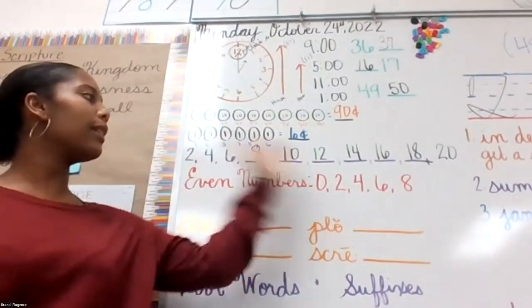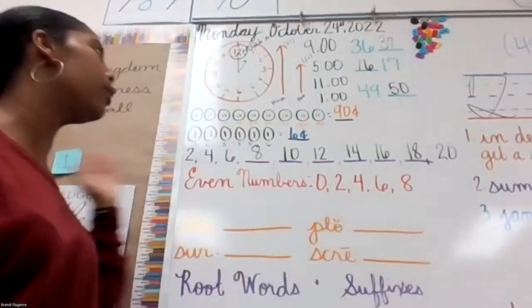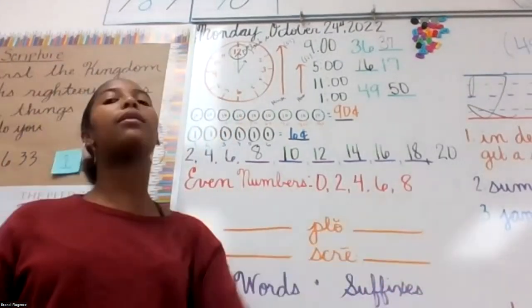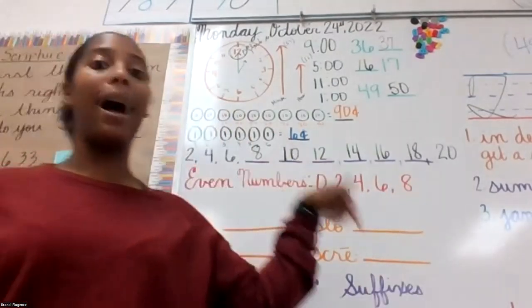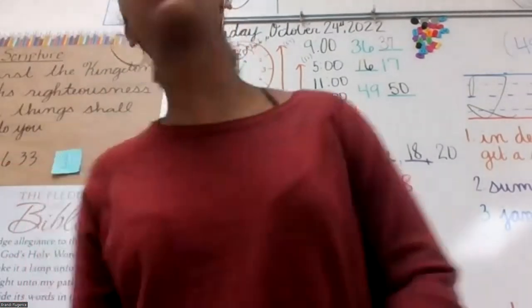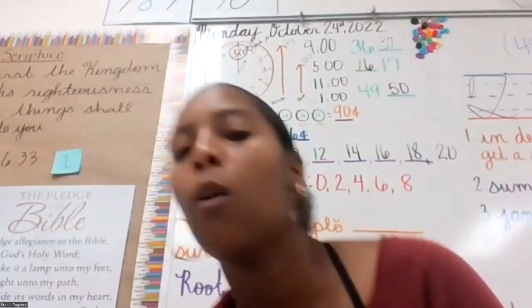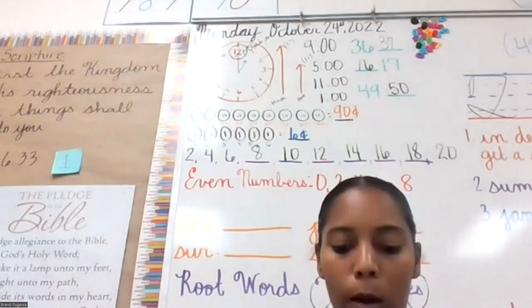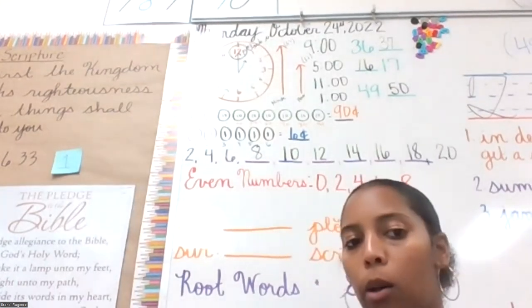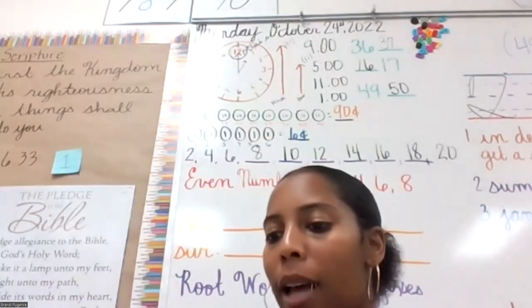Awesome. All right, so this is it for math today. We learned a new thing, which is even numbers. Tomorrow we will learn the opposite of even numbers, which are odd numbers. Even numbers we can split equally down the middle. We'll have the same amount on both sides. Odd numbers, unfortunately, are not that way, and we'll talk about that tomorrow, okay? All right, so that is it for our math lesson today.